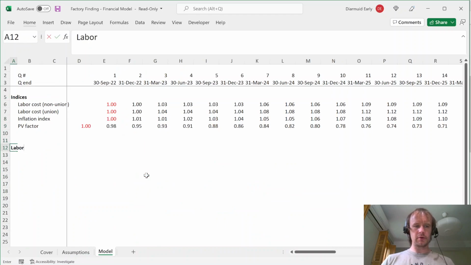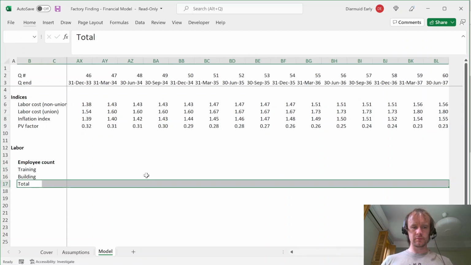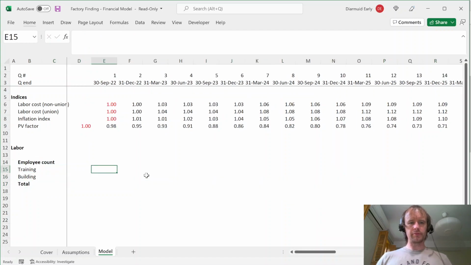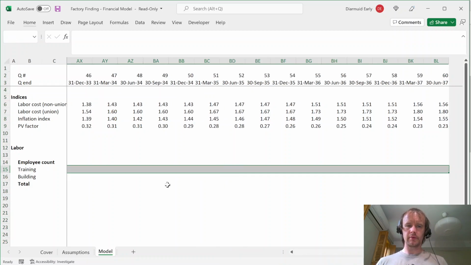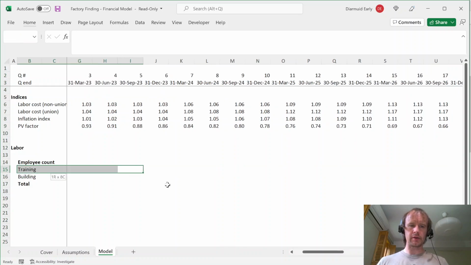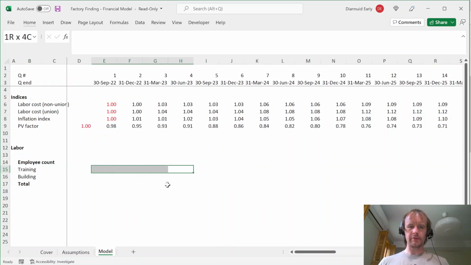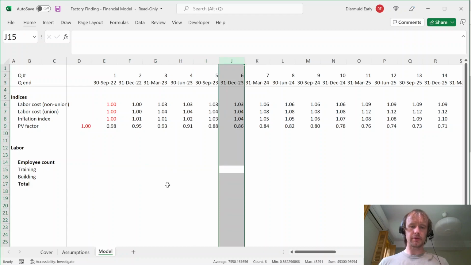We want labor. So I'm going to have how many are training, how many are building, total, and let's just say employee count. So the number of people in training is going to be, now there's an interesting little thing here. The first batch starts training in Q5, which is the 5th quarter of the model. So you build for 4 quarters, then the factory is finished, you train in Q5, and then you start building cars in Q6.